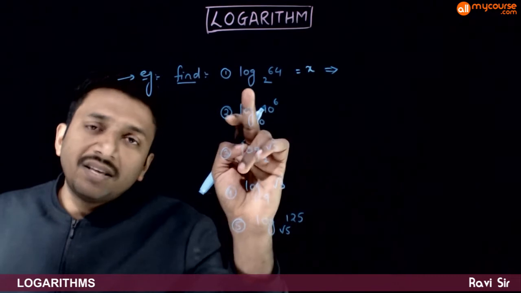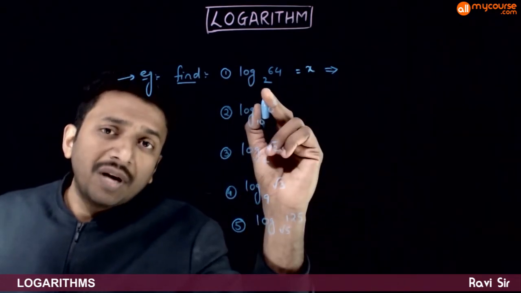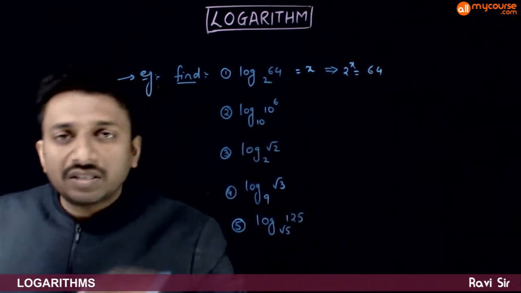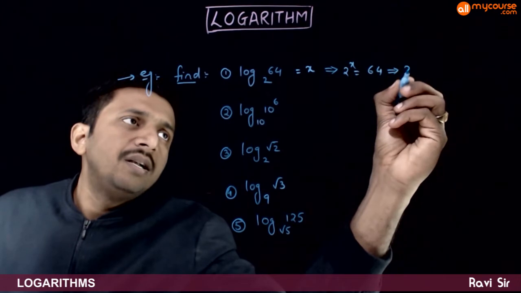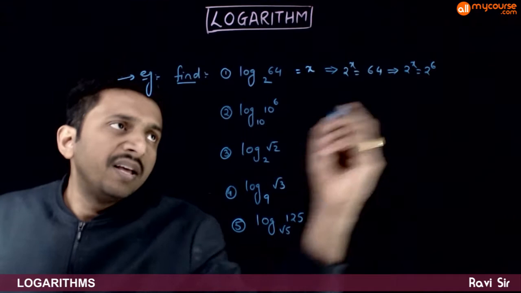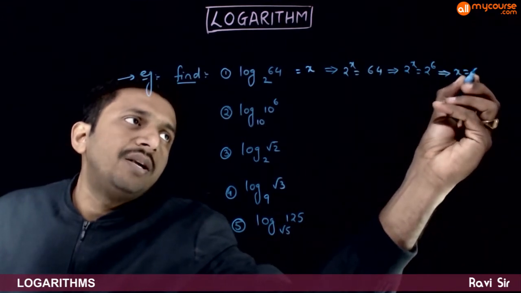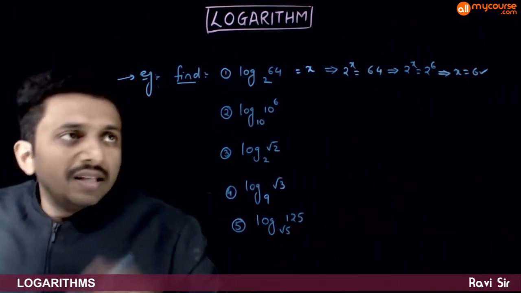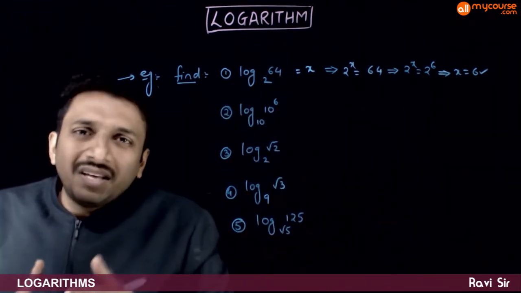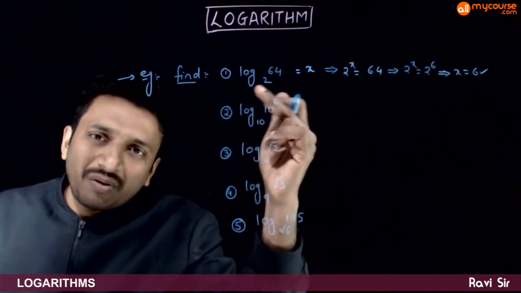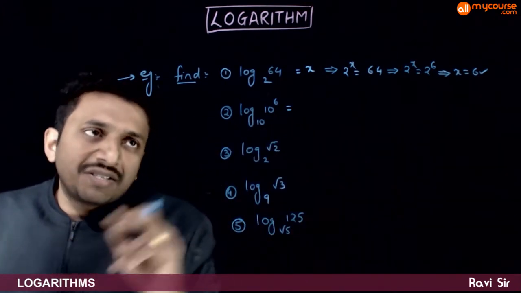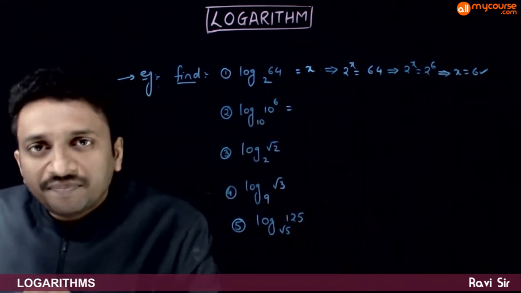And this implies, if this is equal to x, then if you convert this into exponential form, 2 power x has to be equal to 64. And this implies 2 power x has to be equal to 2 power 6, as 64 is 2 power 6. And this implies x is equal to 6. That means the value of log 64 to the base 2 is equal to 6. And this is very clear initially also: 2 has to be raised to the power 6 to get 64. We know that. Next, if you have something like this, log 10 power 6 to the base 10.